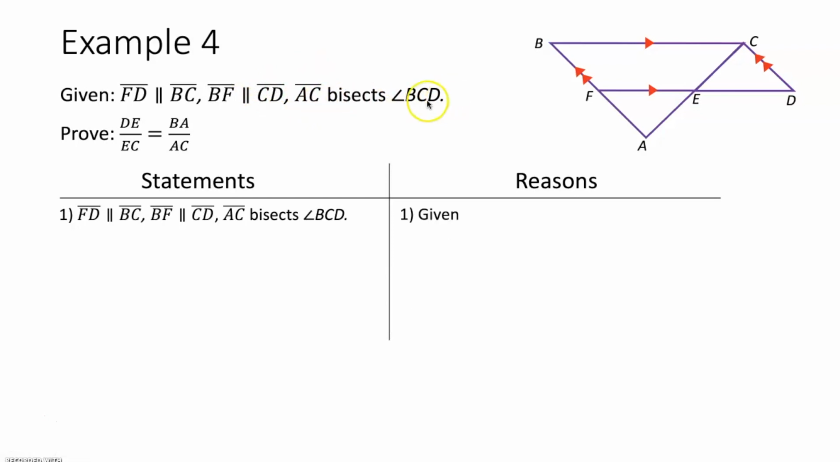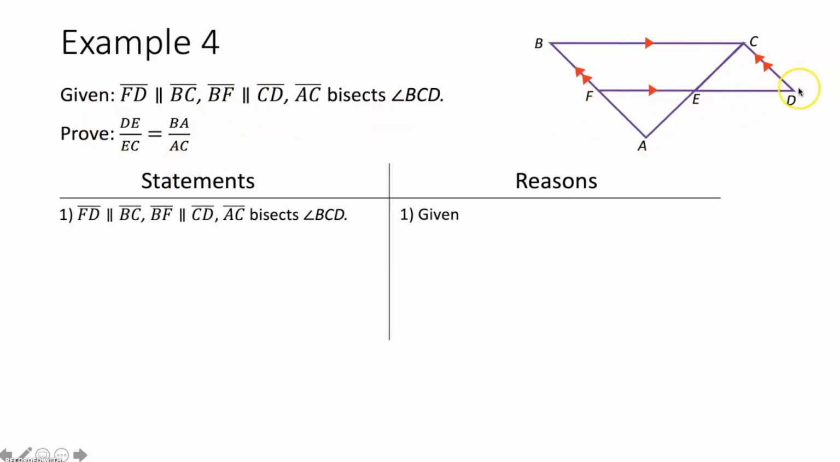Step 3 in a geometric proof, come up with a game plan. How are we going to get from what we're given to what we're trying to prove? Well, what am I trying to prove again? I'm trying to prove that the measure of segment DE over the measure of segment EC is equal to the measure of segment BA over the measure of segment AC. So the way I could show that is if this small triangle over here was similar to this big triangle, then I could say that the corresponding sides of those two triangles must be proportional to one another. So that's how I'm going to have to do this.